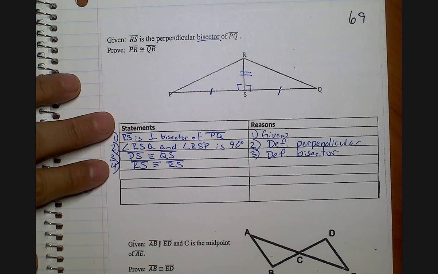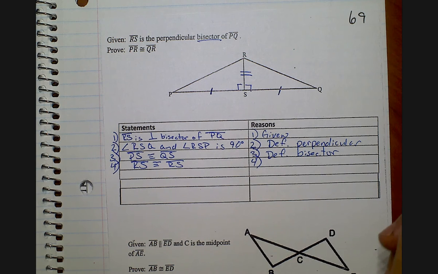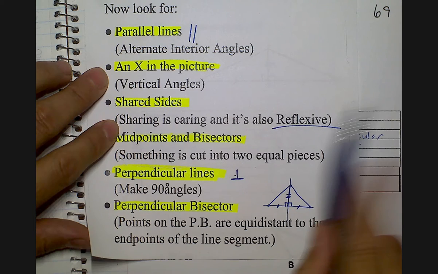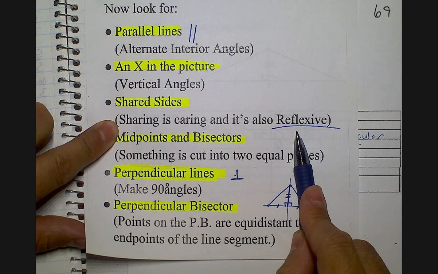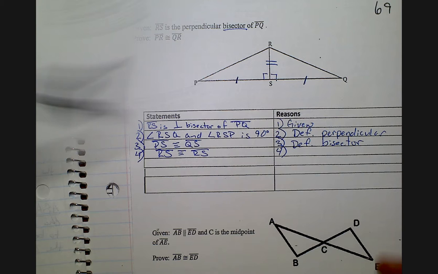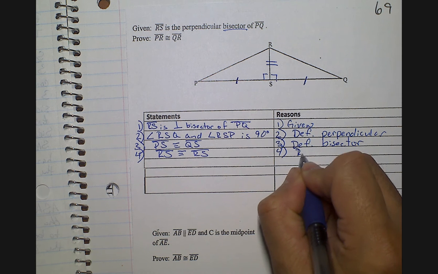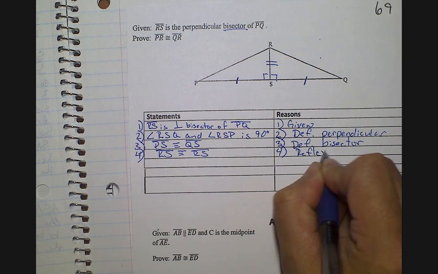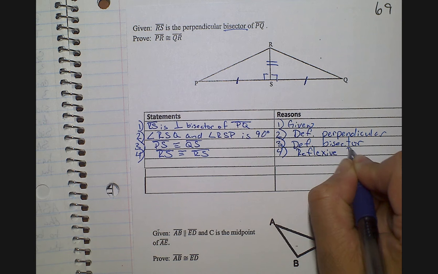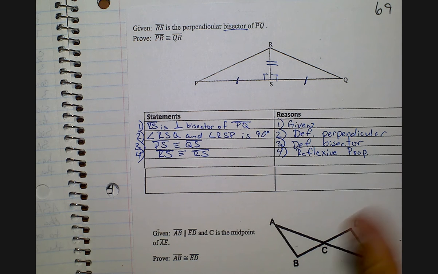And my reasoning is, what was the reasoning? Reflexive. That's the reasoning for this one right here. That's why I underlined that one. Is it definition? That one's just reflexive property. So I have reflexive property there.